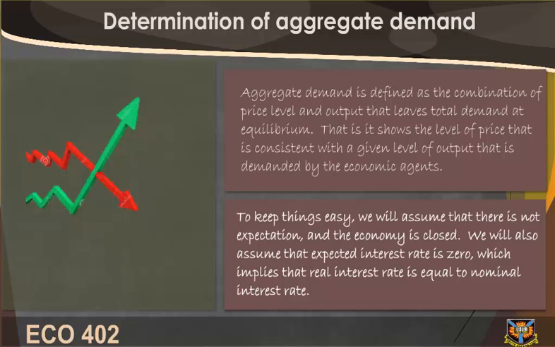Determination of aggregate demand. Aggregate demand is defined as the combination of price level and output that leaves total demand at equilibrium. That is, it shows the level of price that is consistent with a given level of output that is demanded by the economic agent. To keep things easy, we will assume that there is no expectation and the economy is closed. We will also assume that expected inflation is 0, which implies that real interest rate is equal to nominal interest rate.